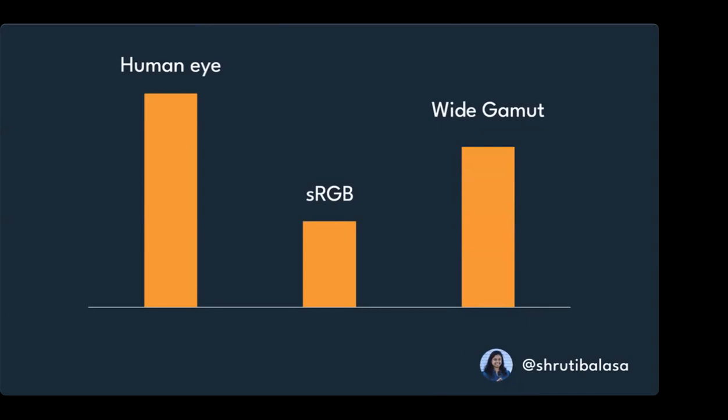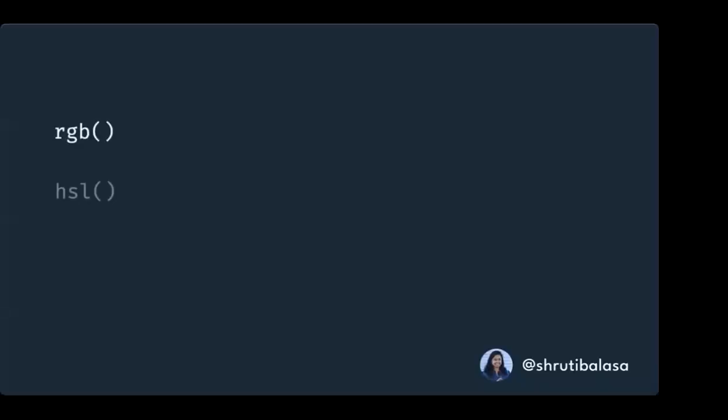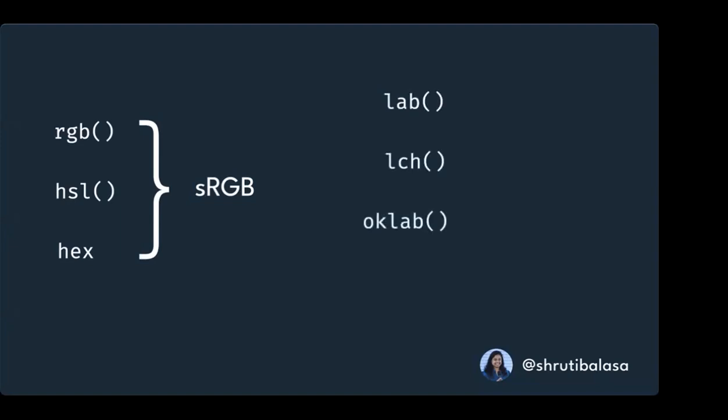But we are not able to make the best use of it in CSS because we are simply still using RGB, HSL, and hex values. These can only represent the colors or the shades that you can see in sRGB. So what if you want to display more vibrant colors, something that's more vivid, right? Then you will have to start using these new color functions, which are lab, LCH, OKLab, and OKLCH.